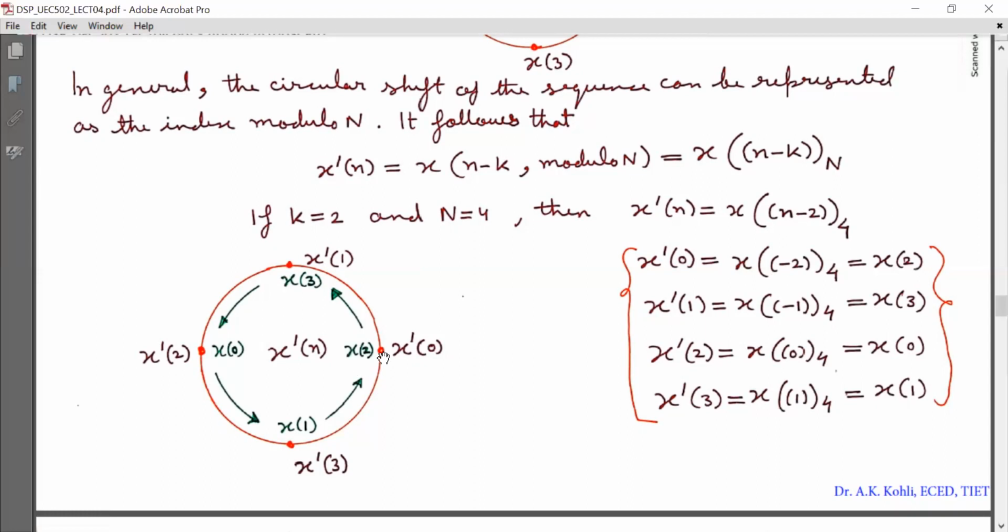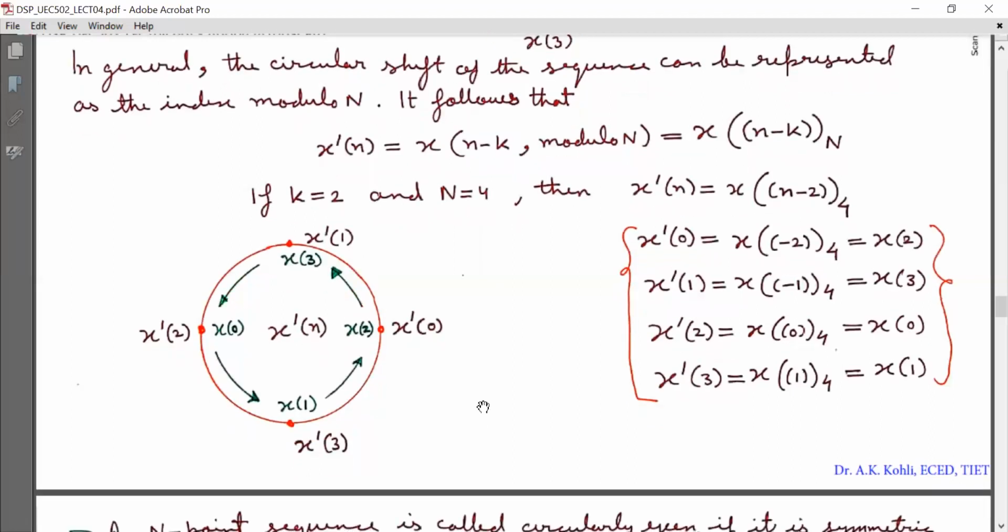Now come to this. This point is n is equal to 0, so x'[0] is equal to x2. This point is n is equal to 1, so x'[1] is x3. This point is n is equal to 2, so x'[2] is equal to x0. And this point is n is equal to 3, x'[3] is equal to x1. So this clearly shows a shift, as 2 is there. It clearly shows a shift of samples in a circular fashion.